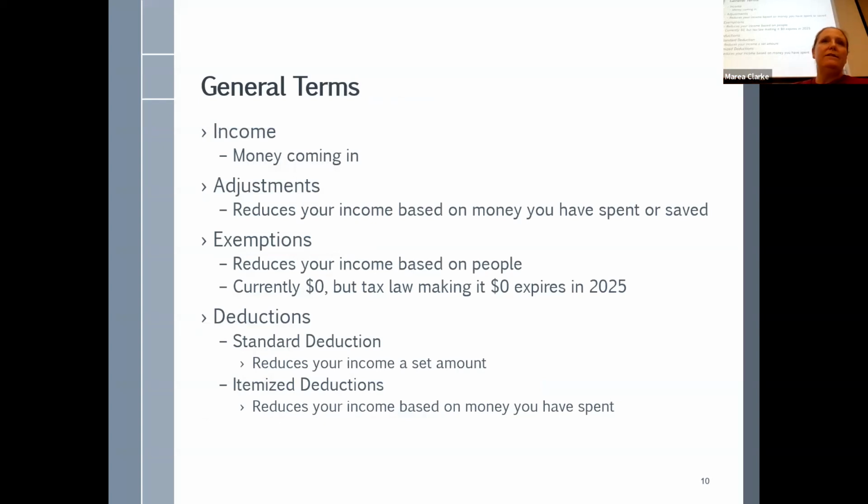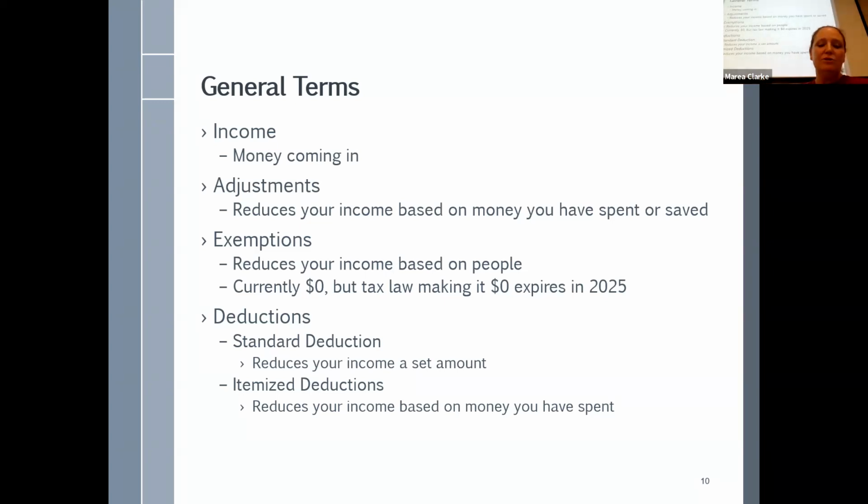All right, in the simplest terms, income is money coming in. Give me that money, show me that money. Adjustments reduce your income based on money that you have spent or saved. So if you spent it on the right thing, you get money off on your taxes. Exemptions reduce your income based on people. It's currently at 0, but the law that makes it 0 expires in 2025. So if you're here with us in a couple of years, we may have a very different conversation about that.